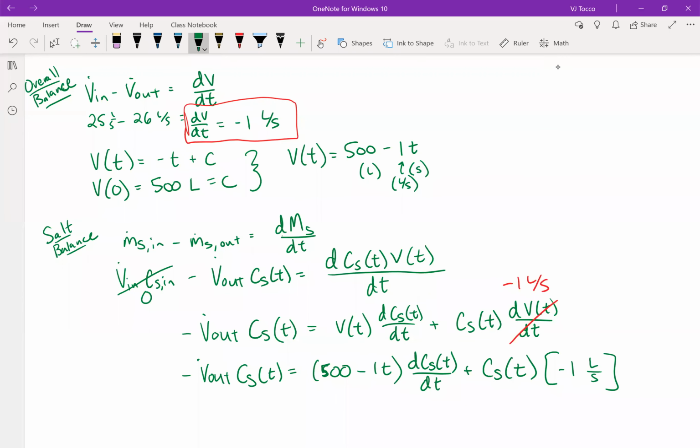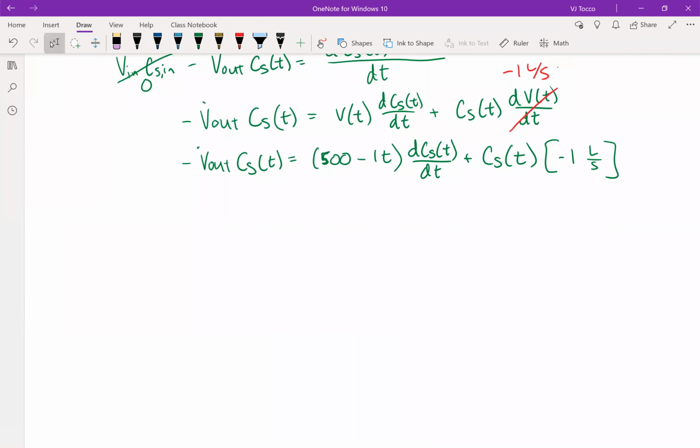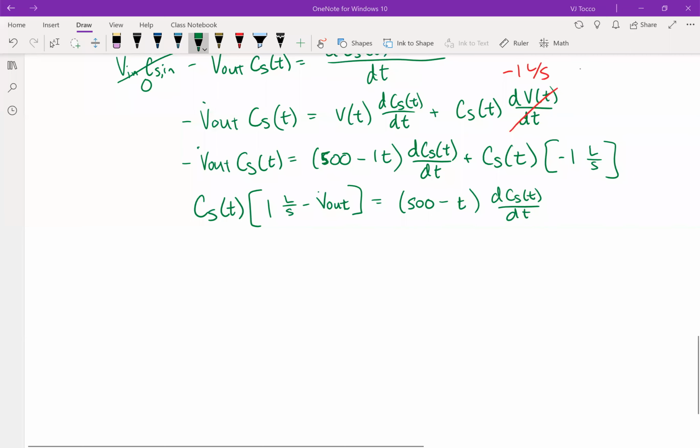And I've actually not checked to see if this is separable. I guess we'll do that now. So let's try and consolidate and separate variables. So I'm just going to do some algebra here. I think this is going to work out. So this is after one line of algebra. I've just brought this CS times minus 1 over to the other side and factored out a CS of t.